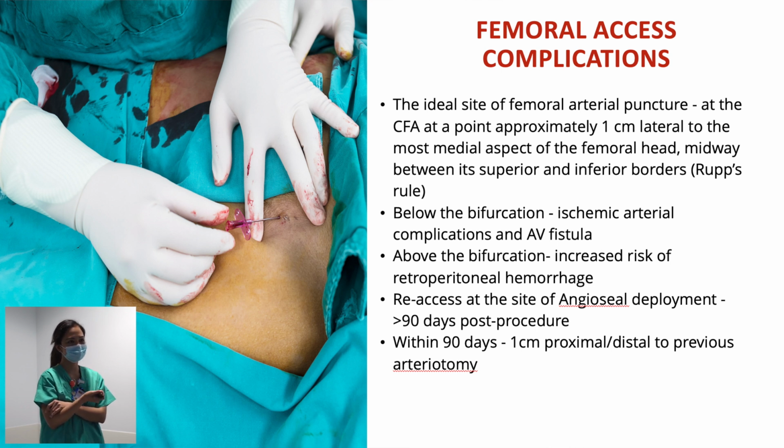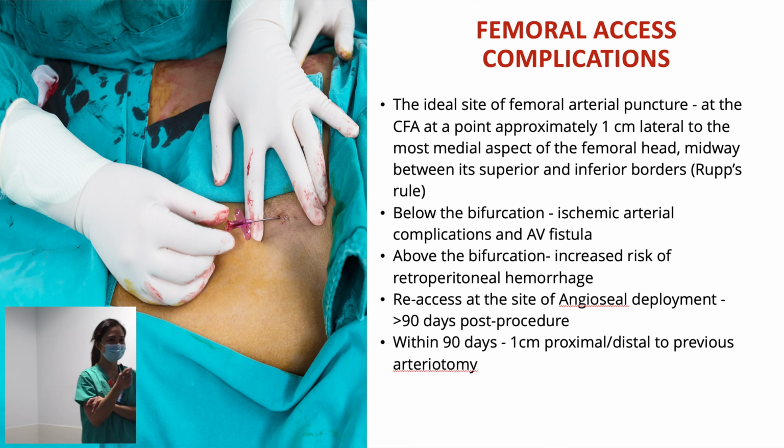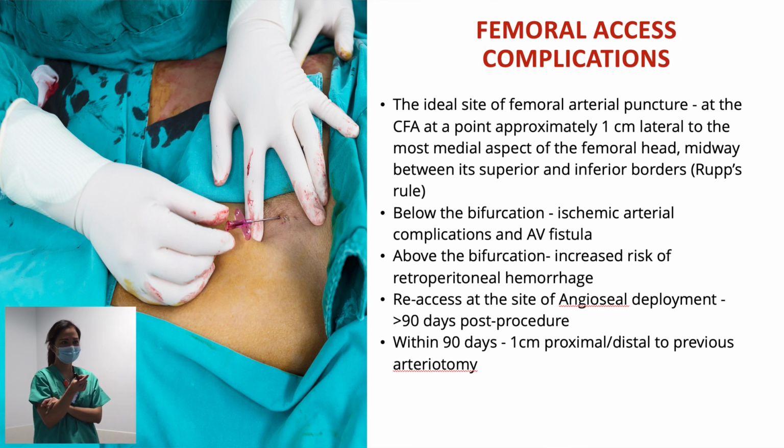If the puncture is below the bifurcation, it can cause ischemic arterial complications and AV fistula, mainly because below the bifurcation the artery is smaller. And AV fistula, because in this location below the bifurcation, the femoral vein and the femoral artery are close together, which is why there's an increased risk of AV fistulas. If it's above the bifurcation, there's increased risk of retroperitoneal hemorrhage, because of the lack of underlying bone structure that prevents us from giving good manual pressure.